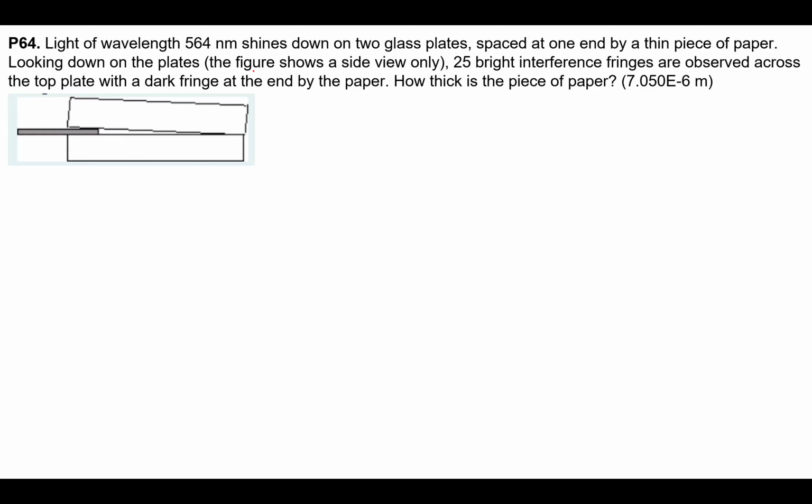And light of wavelength 564 shines down on two glass substrate plates, spaced at one end by a thin piece of paper. Looking down on the plates, 25 bright interference fringes are observed across the top plate with dark fringes at the end of the paper. Okay, how thick is the piece of paper?